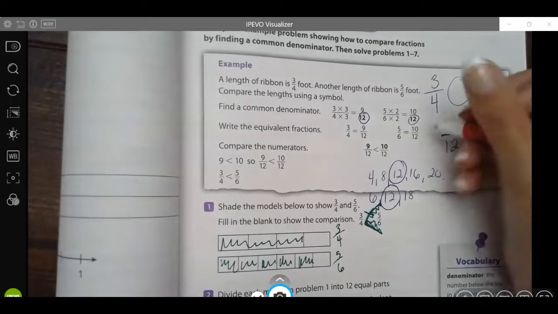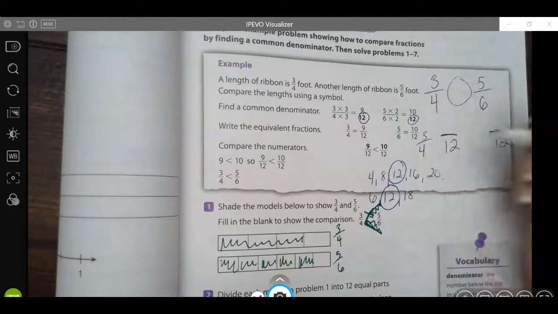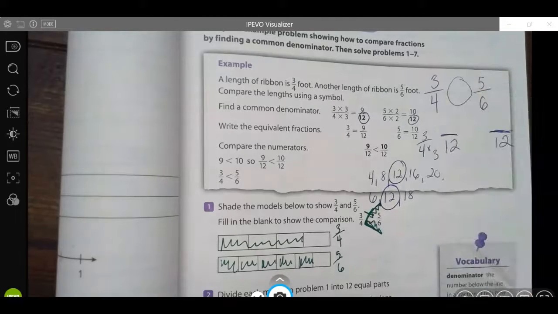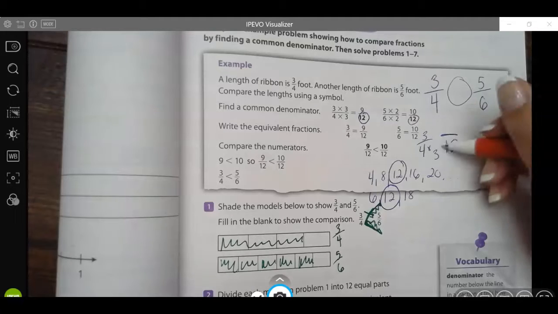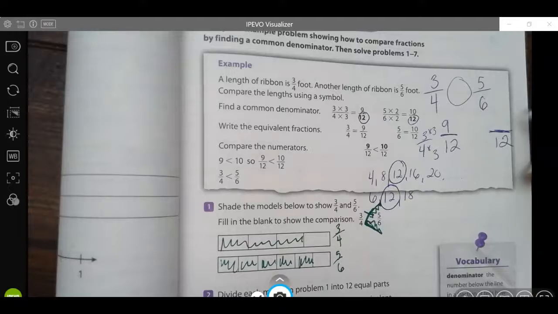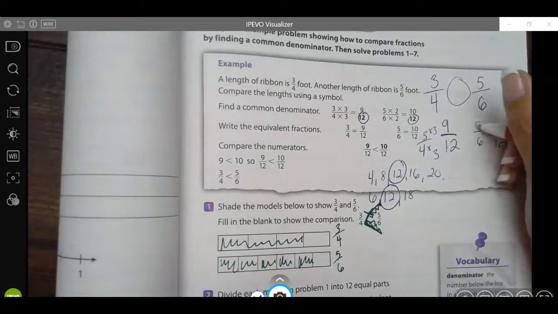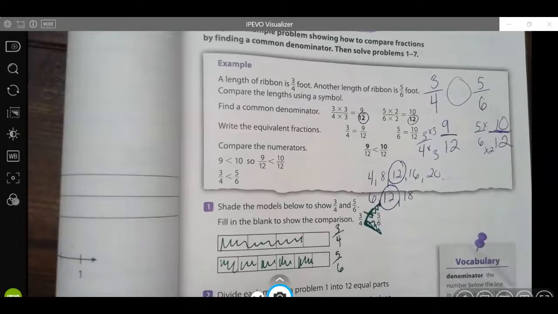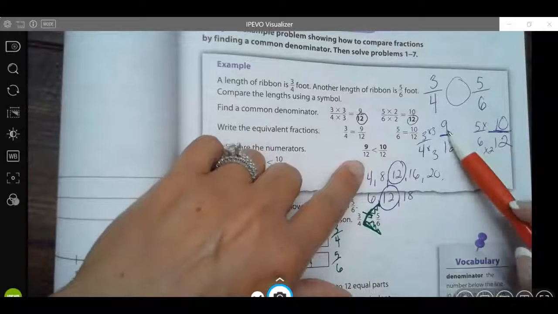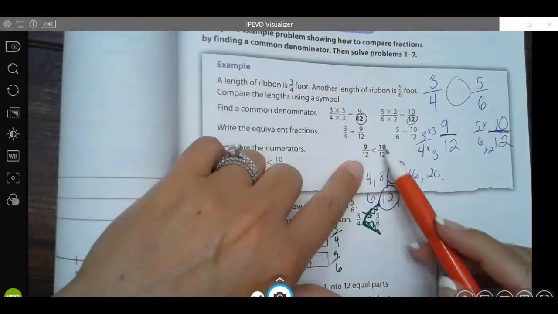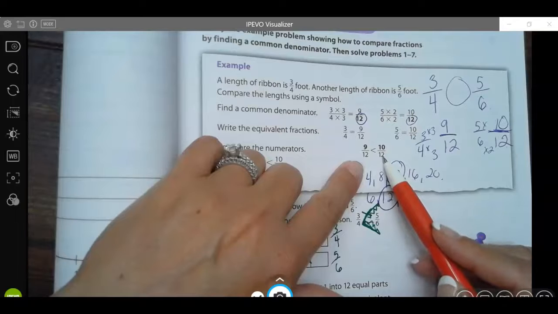Okay, so how did I go from 4 to 12? What did I multiply by? I multiplied by 3. So remember the rule, whatever you do to the bottom, you do to the top. So I'm going to multiply this by 3, and I'm going to get 9. So how did I go from 5/6, how did I go from 6 to 12? I multiplied by 2, so that means I have to multiply this by 2, and I would get 10. So now, because we are comparing 9/12 and 10/12, we know that 10/12 is going to be a greater fraction.